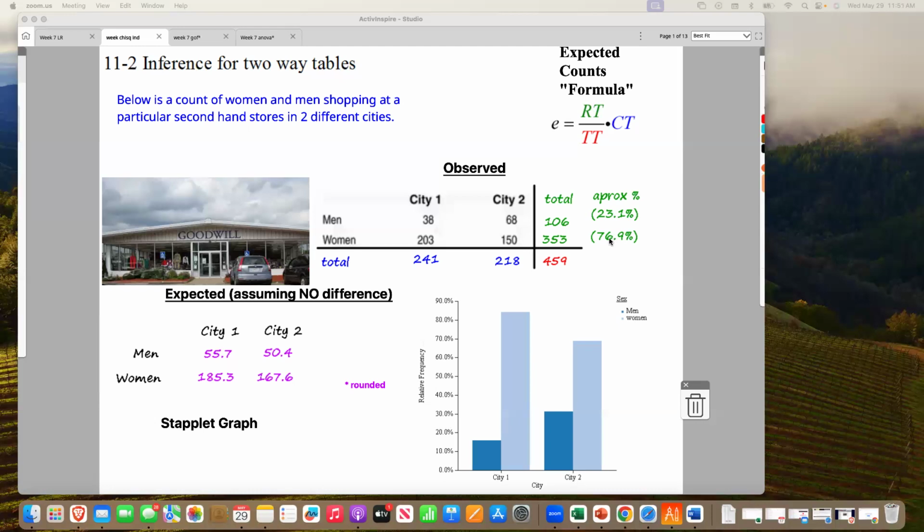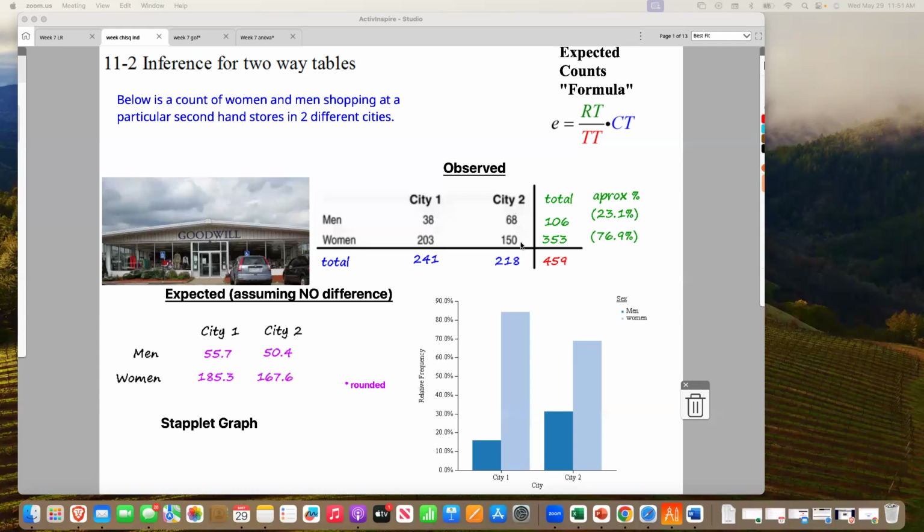With that said, if there was no difference between the cities and the distribution of men and women, then I would expect 23% of these 241. So if I multiply this percentage times this number 241, I would get 55.7. And if I multiply this percentage by 241, I would get 185. And so what that's doing is saying, if I said there was no difference between these two, then what I would expect to get is a breakdown of 55.7 and 185, but really I ended up with 38 and 203.